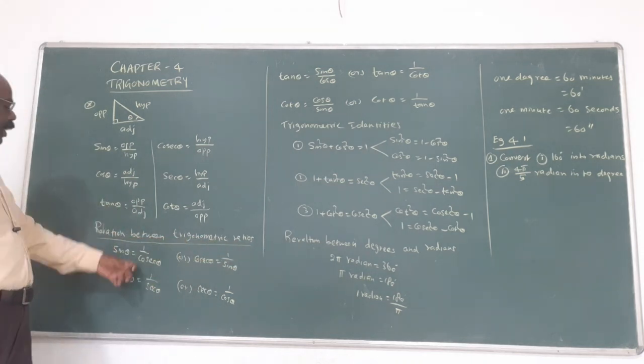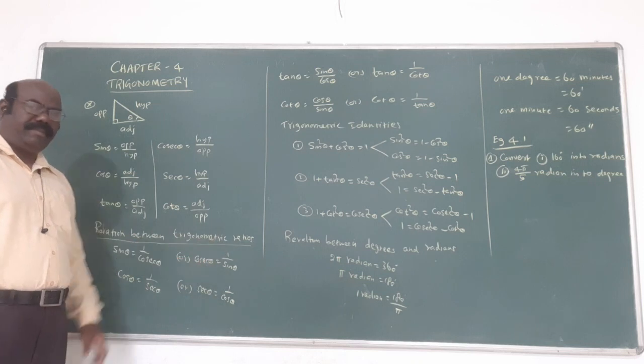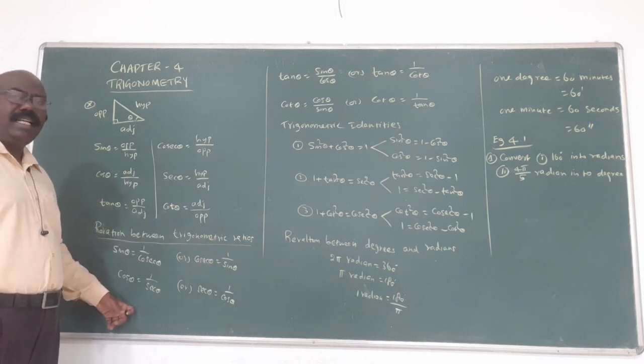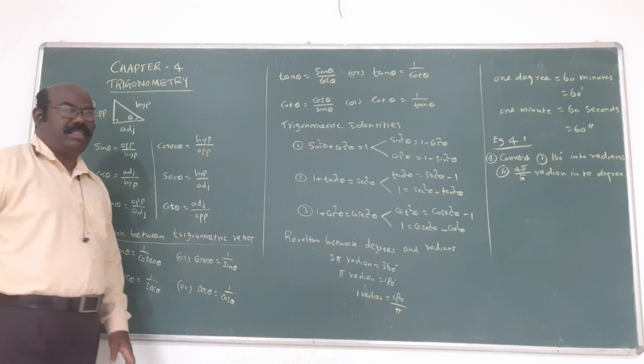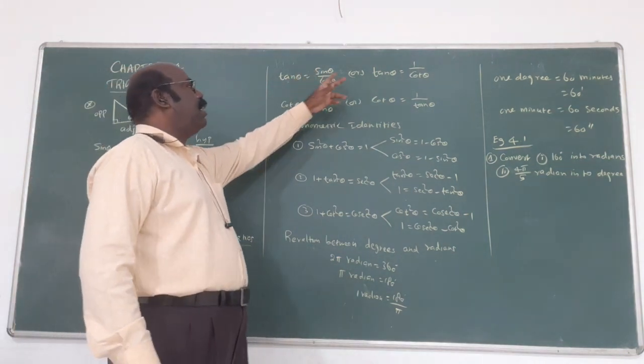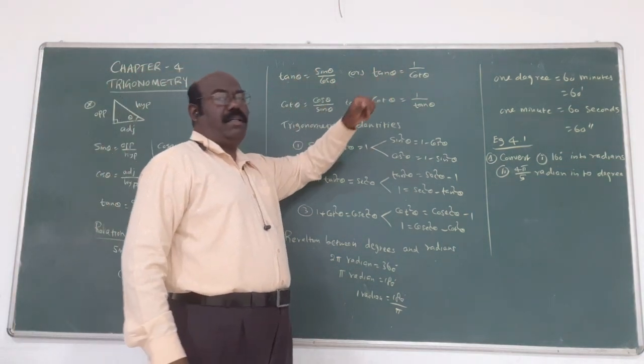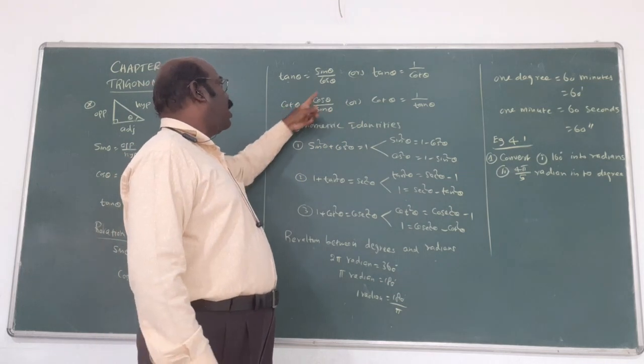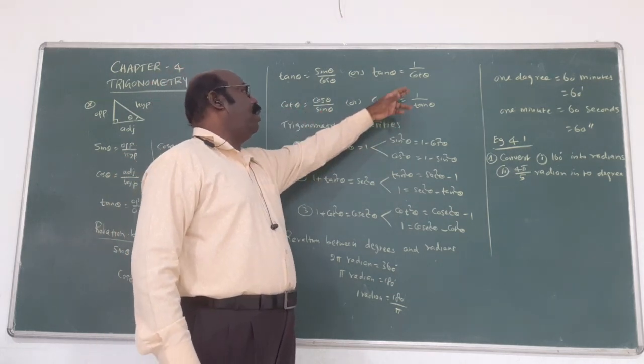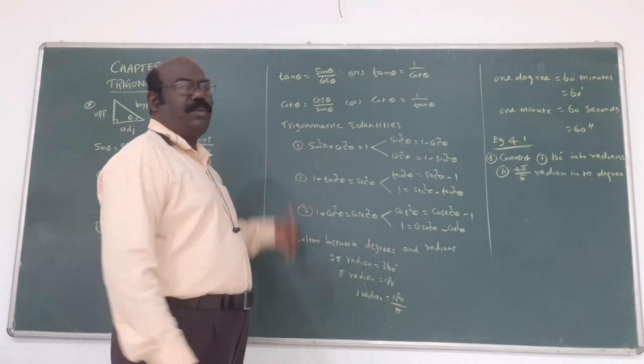Sin theta is 1 by cosecant theta, or cosecant theta is 1 by sin theta. Cos theta is 1 by secant theta, or secant theta is 1 by cos theta. Tan theta is sin by cos, or tan theta is 1 by cot theta. Cot theta is cos by sin theta, or cot theta is 1 by tan theta. In this way, these are reciprocals.